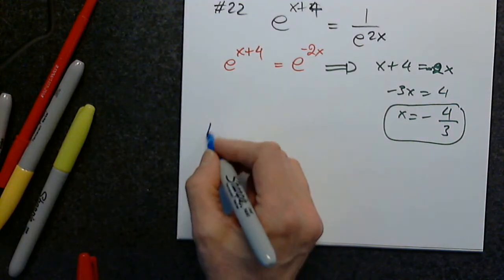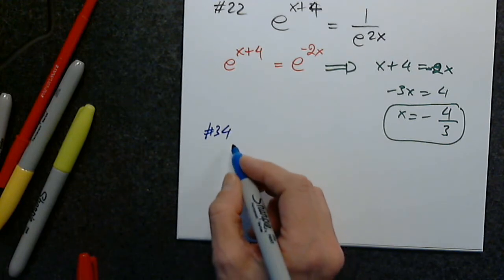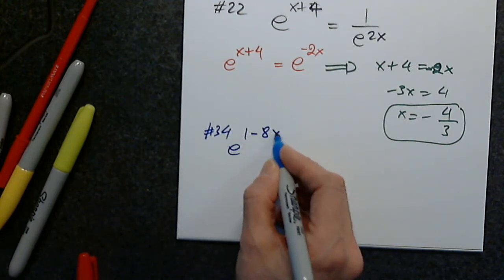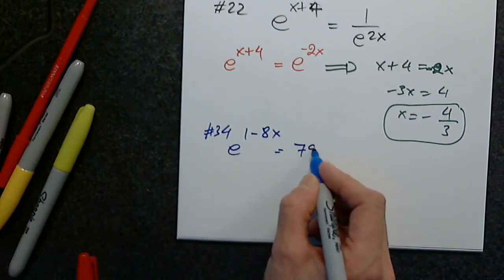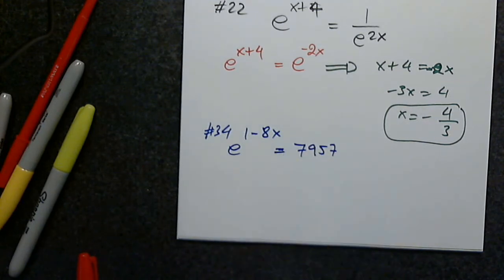Let's start with 34. e raised to 1 minus 8x equals 7,957. That's problem 34. e raised to 1 minus 8x equals 7,957. Yes.